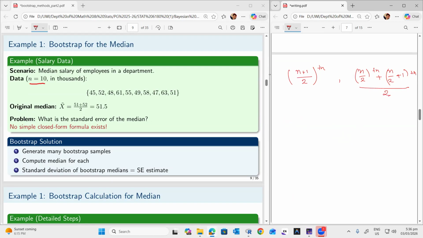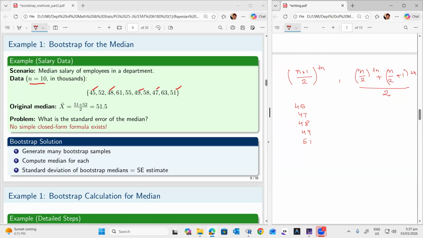Right. So here we are going to sort the data. When we sort the data, the observations will look like this: 45 is the minimum, then 47, then 48, then after that 49, if I am not wrong. 45 is done, 47 is done, 48 is done, 49 is done, then 51.